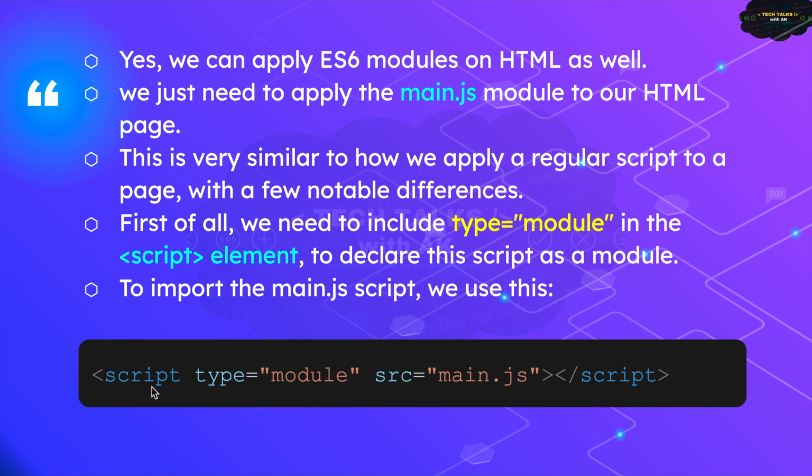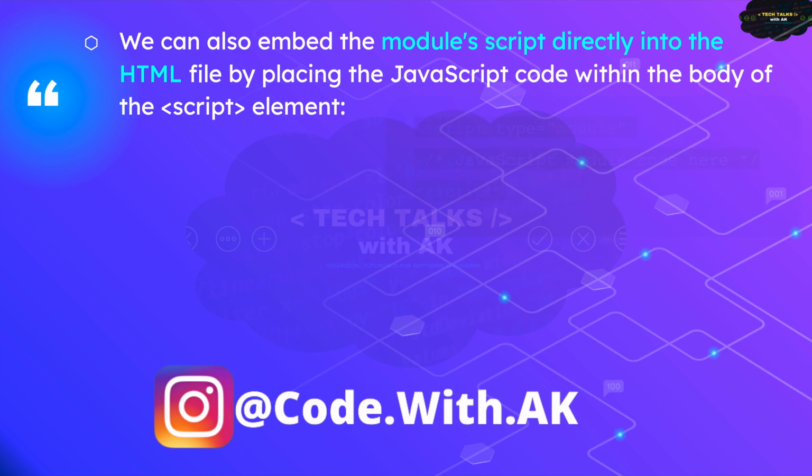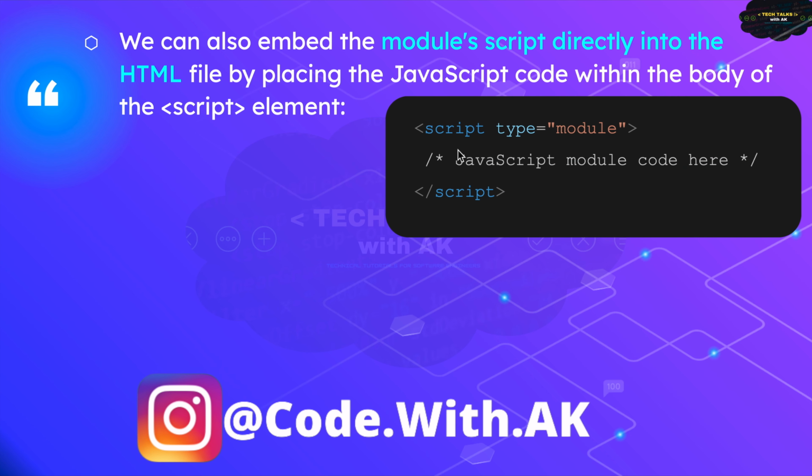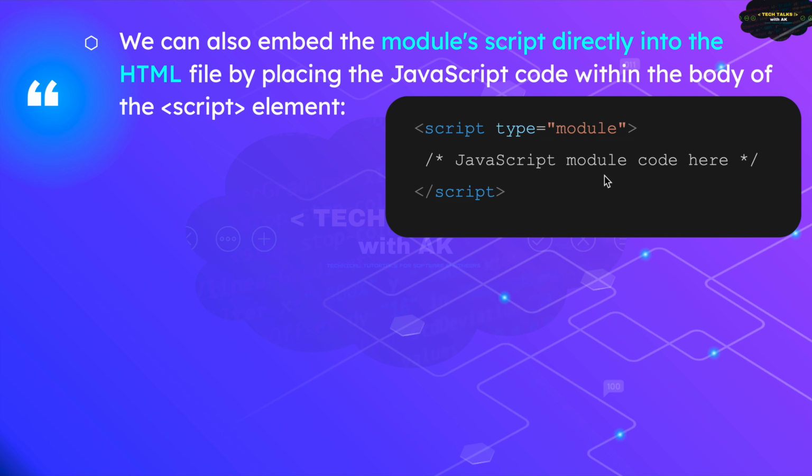So we write script type module src is equal to main.js. This piece of code will import everything from this ES6 module to our HTML code so that we can use it in our HTML. We can also embed module script directly into HTML by placing JavaScript code within the body of a script element. An example for this is: if we write a script type module and we write our JavaScript code, in this way also we can use ES6 module script directly in our HTML file.